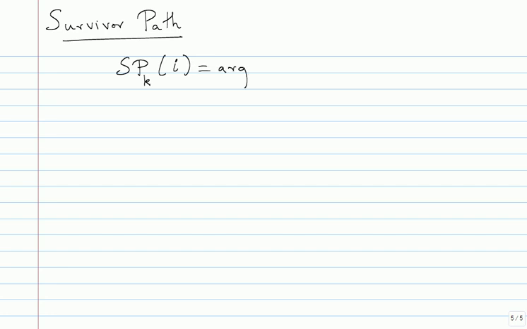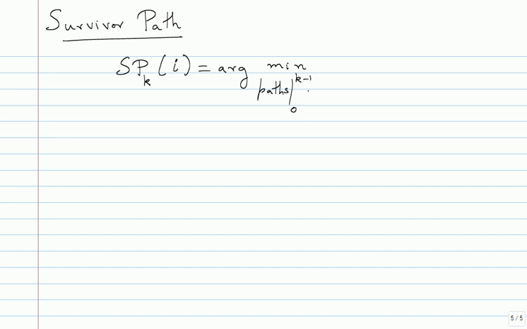So then here is my survivor path. That is called my survivor path, and that's a crucial definition. I'm going to call it the survivor path at the kth stage, ending after the k minus 1 stage. It's going to be the argument of the minimization over paths restricted from 0 to k minus 1. Did I put that right?